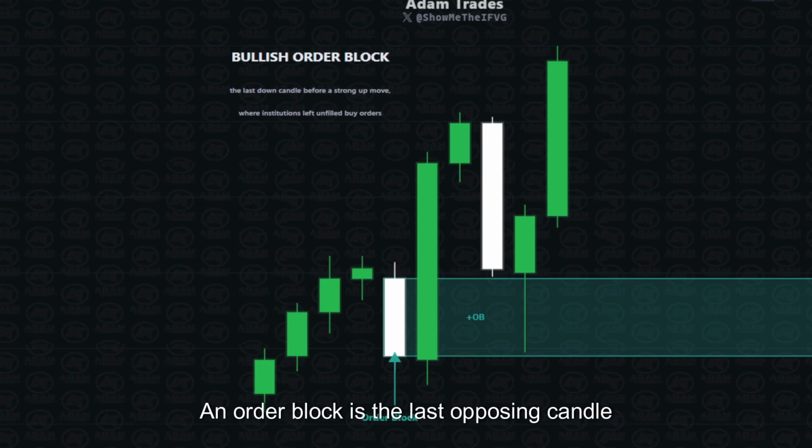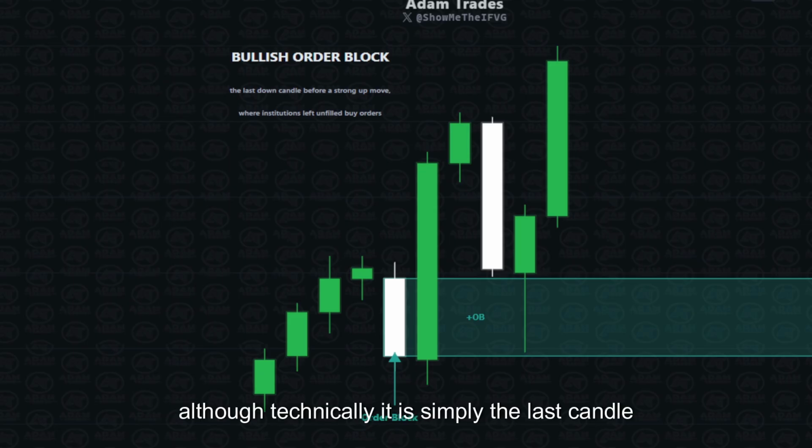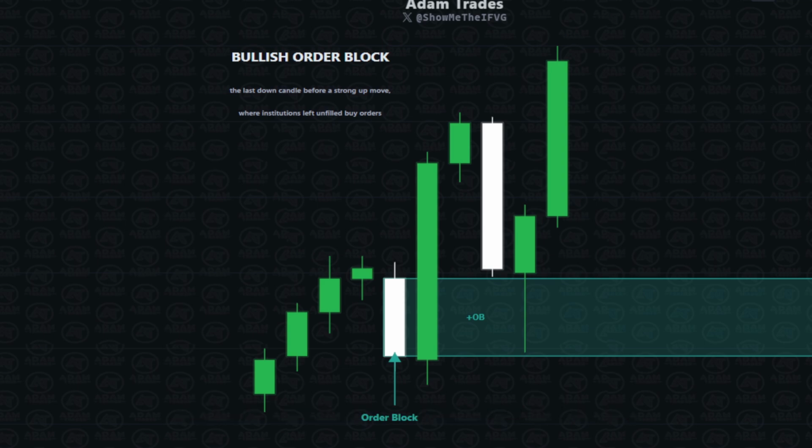An order block is the last opposing candle before an impulsive move, marking where institutions have placed orders. This matters because it acts as a high probability support or resistance zone on the retrace, giving clean entries with defined risk. If there are multiple candles prior to the move, I will oftentimes use both of them or all of them to form the order block, although technically it is simply the last candle prior to the move up.